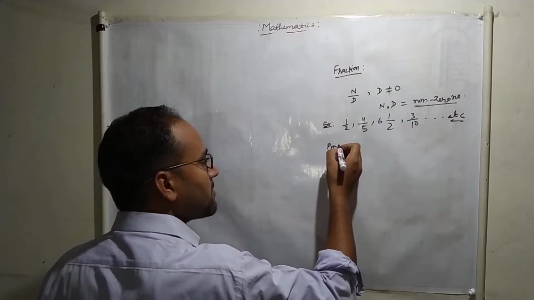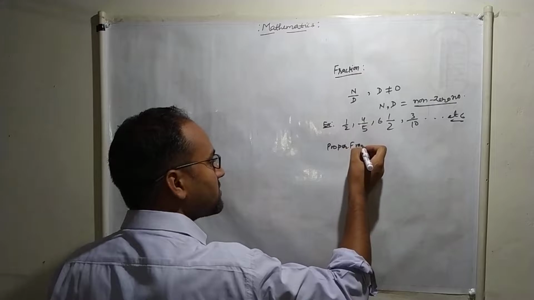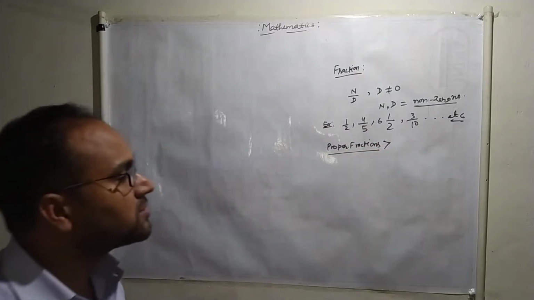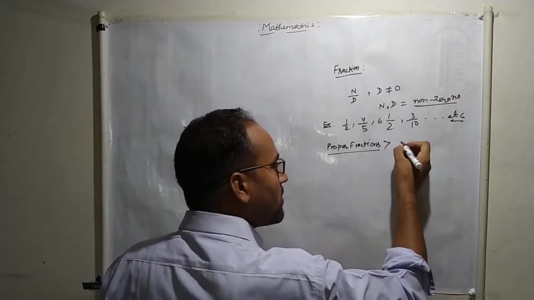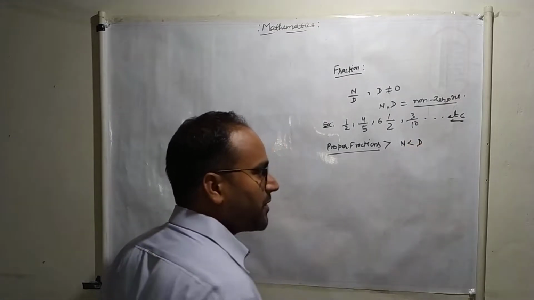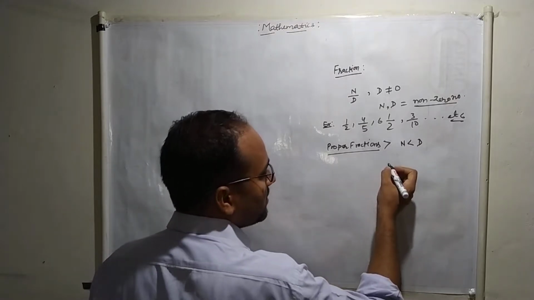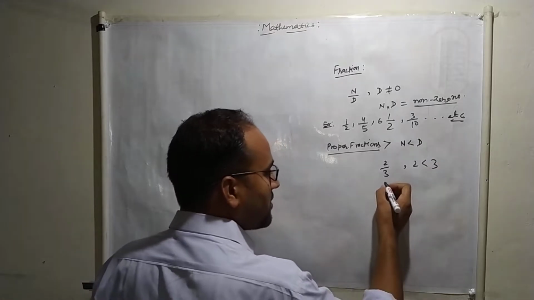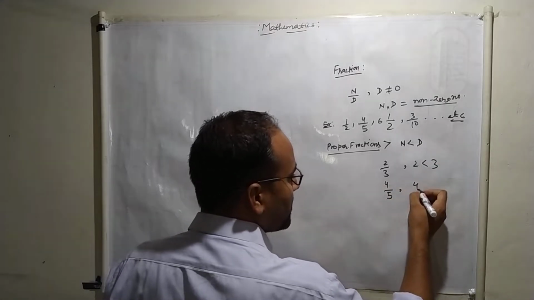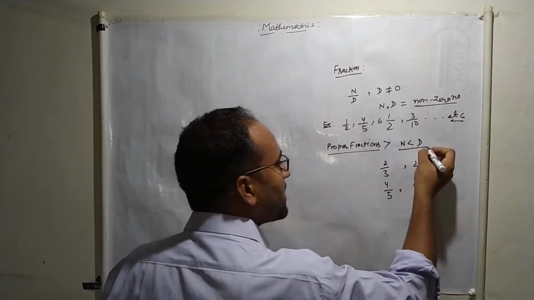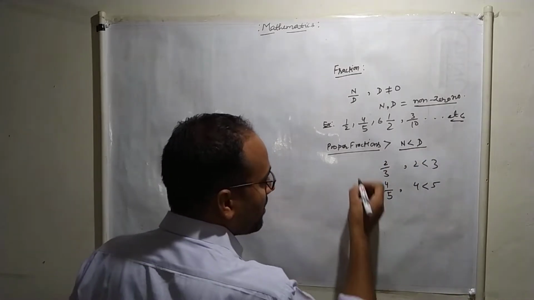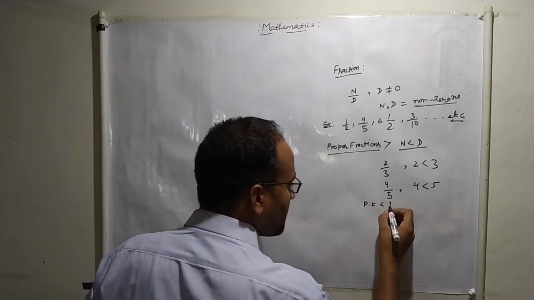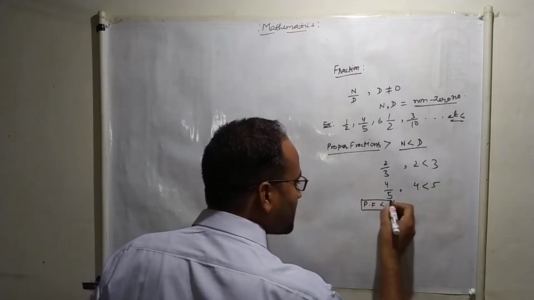These are the examples related to the fraction. Proper fractions: the fractions whose numerator is always less than the denominator, like 2 upon 3, where 2 is less than 3, and 4 upon 5, where 4 is less than 5. A proper fraction is always less than 1.